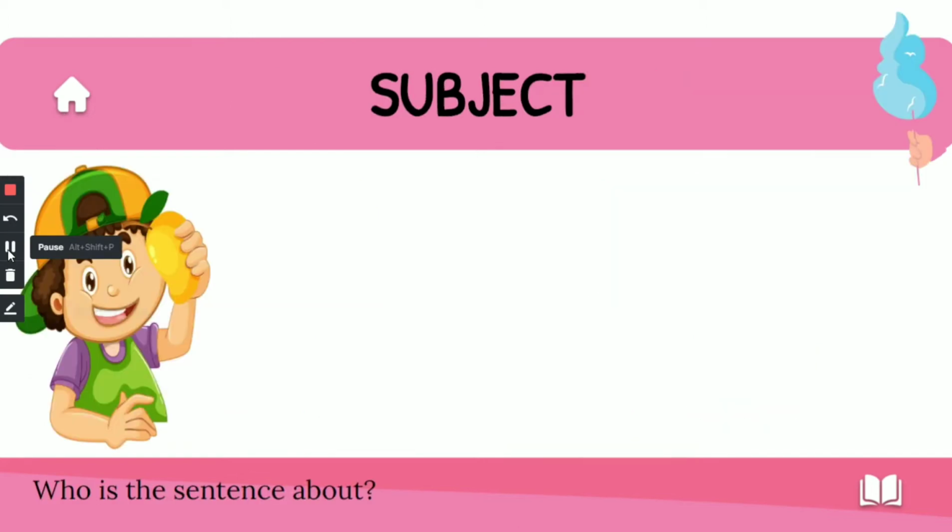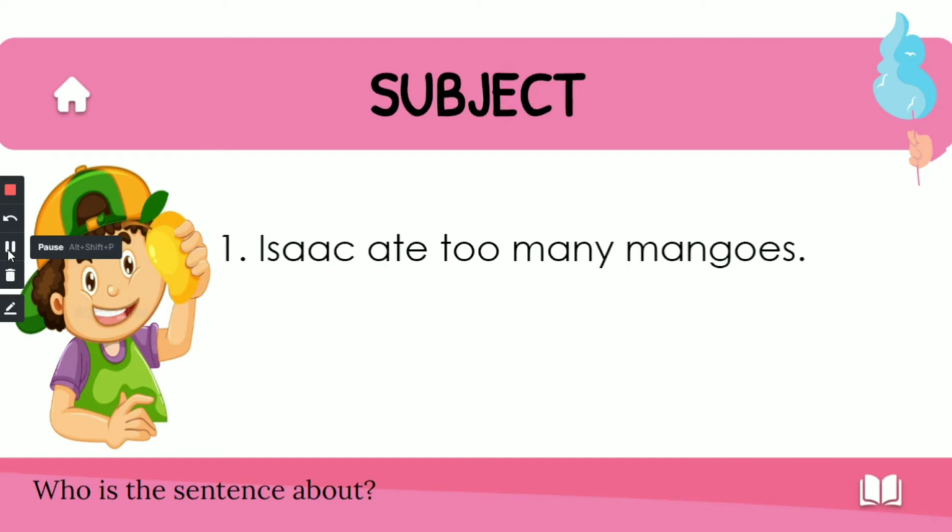Let's take a look at this example. Isaac ate too many mangoes. Who is the sentence about or who is the doer of the action? Yes, very good. Isaac is the doer of the action. Isaac was the one who did the action, so Isaac is the subject of the sentence.